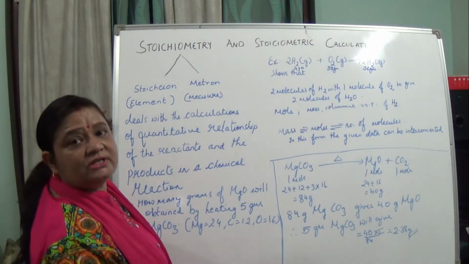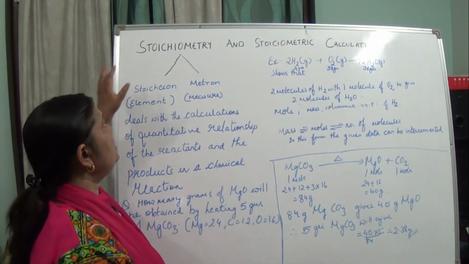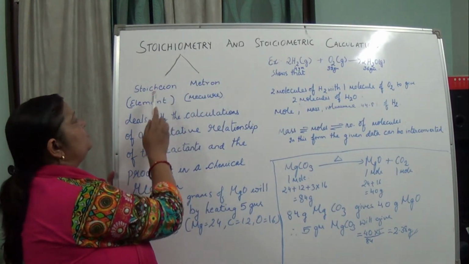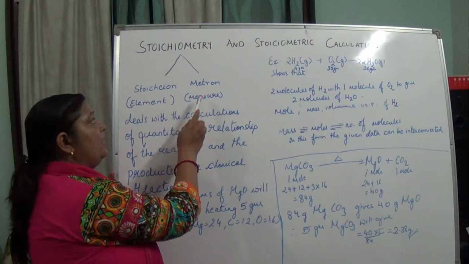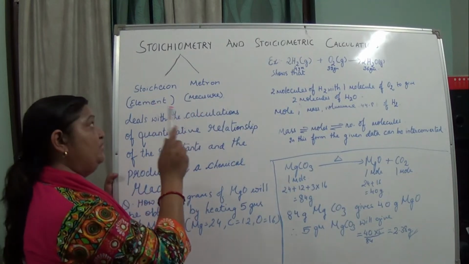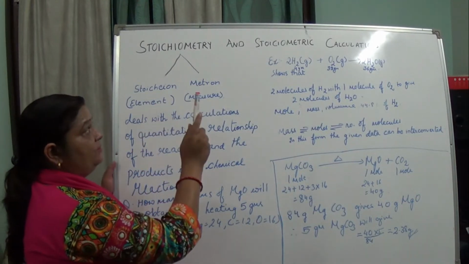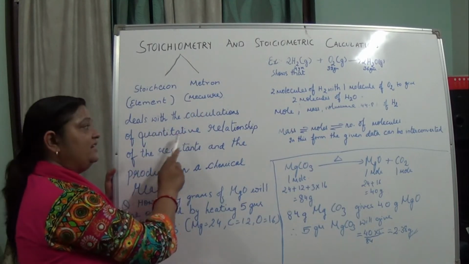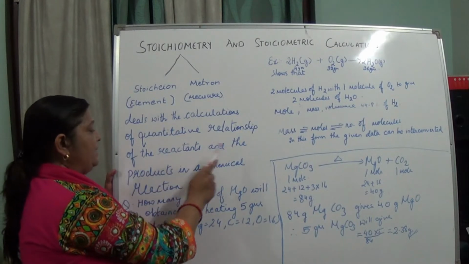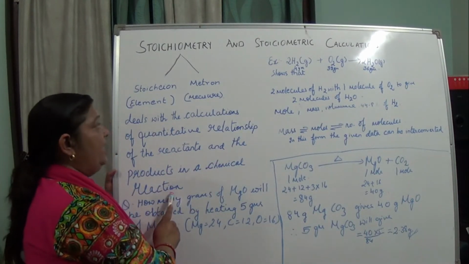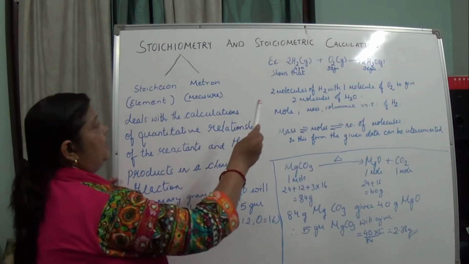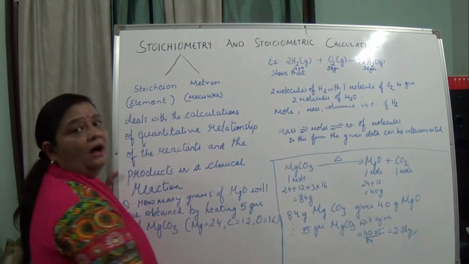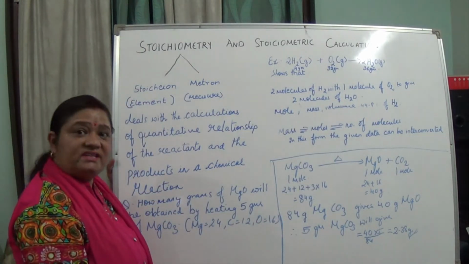Okay, so first of all, what is stoichiometry? Stoichiometry, basically this word is divided into stoichion and metron. Stoichion means element, and metron means measure. So it is the measurement of the element. And stoichiometric calculation deals with the calculations of the quantitative relationship of the reactants and the products in a chemical reaction. It means, what is the relationship between the reactants and the products in a chemical reaction quantitatively?